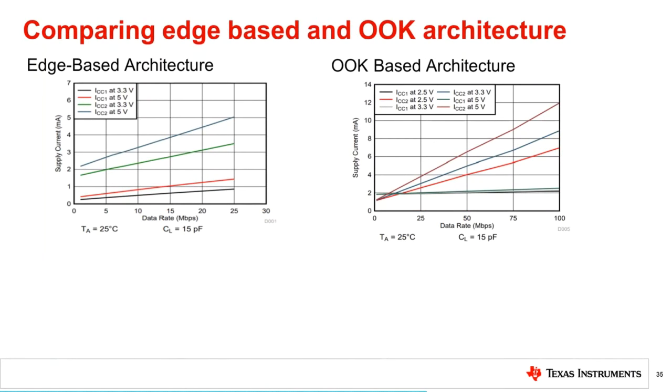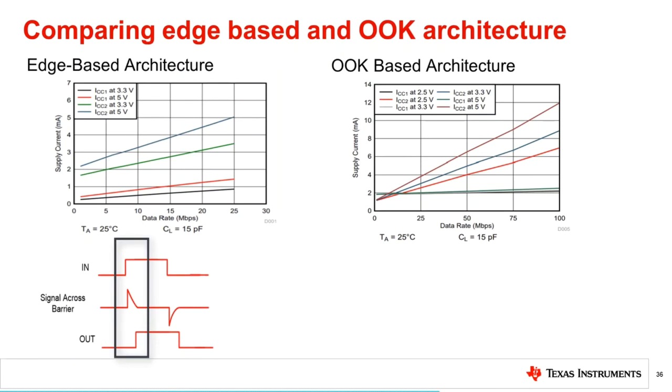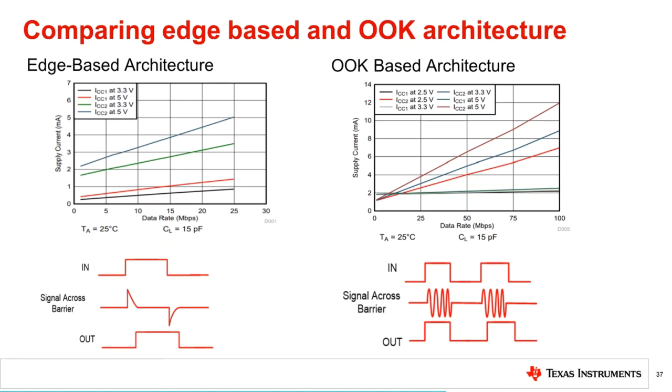Which architecture is best for my design? One of the primary benefits of the edge-based modulation scheme is a lower power profile than the OOK architecture. This is because the edge-based modulation isolator only passes a signal across the isolation barrier during data transitions, or edges. This results in significantly lower power usage than the OOK architecture, which is in a continuous state of sampling and transmitting the modulated input across the barrier. Because of this continuous transmission, the OOK architecture requires significantly more power than the PWM-based edge-based architecture.